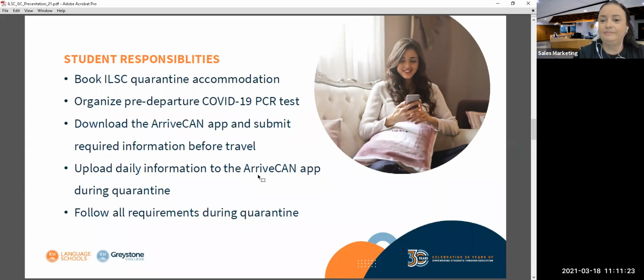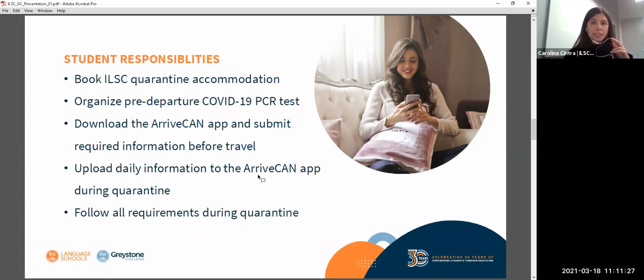Exactly. So, students that are coming to ILSC have to choose the ILSC quarantine accommodation where they want to stay, either homestay or partner hotels. Okay. It is the student's responsibility to organize the pre-departure COVID-19 PCR test, the one that needs to be done 72 hours before the flight. The student needs to download the ArriveCan app and complete and submit all the necessary information. Also, it is the student's responsibility to do the daily follow-up with ArriveCan, okay? And of course, the student needs to follow all the requirements during quarantine.